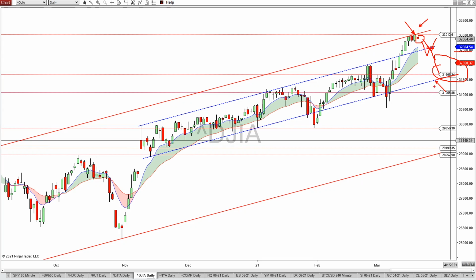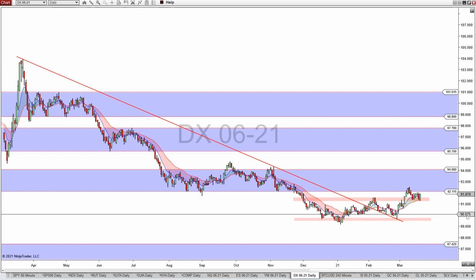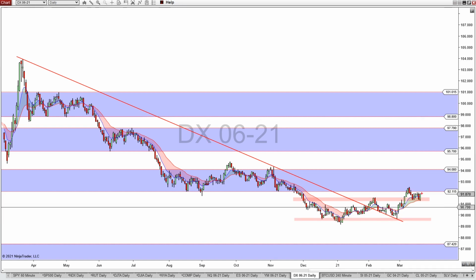So that's basically a quick look at the indexes, and let's go and take a look at the dollar. Here we see the US dollar got a little bit of an upside today, right? It kind of bounced off this zone here. Still looking for this 92 area as a potential resistance, and it pushed back down toward this lower zone here, somewhere around the 89, right, just above 89.